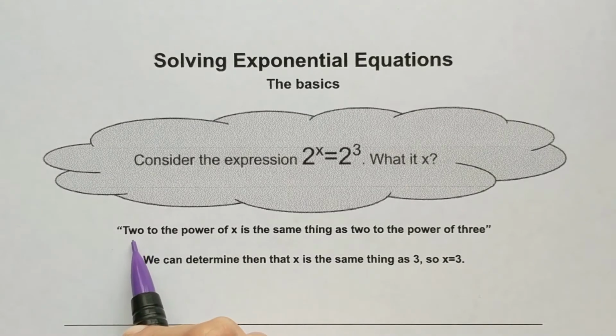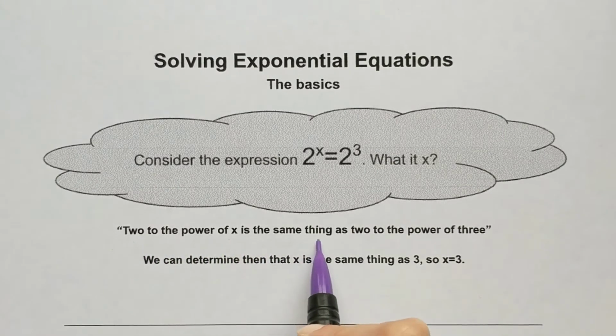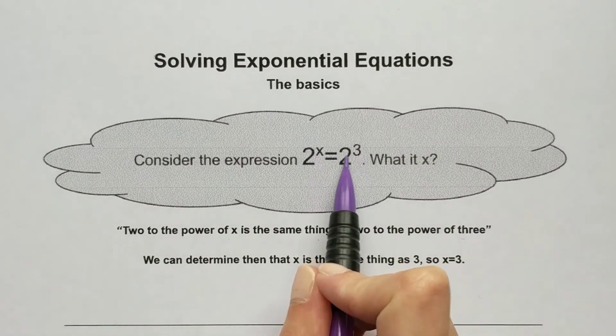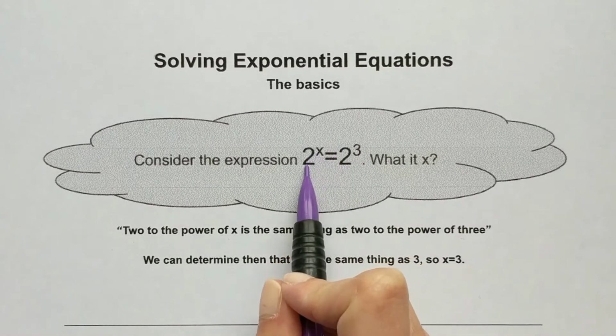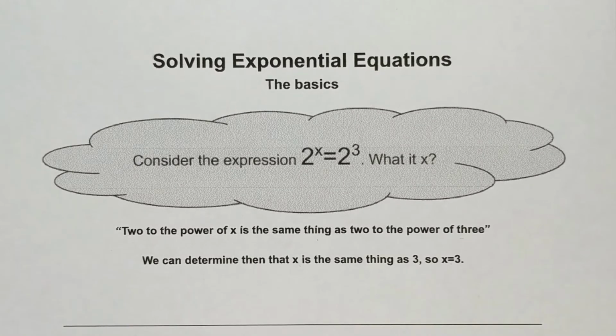If we want to read this as a sentence, 2 to the power of x is the same thing as 2 to the power of 3. We can then determine that x has to be 3, because they are the same powers. This is the exact same thing. Therefore, x is equal to 3.